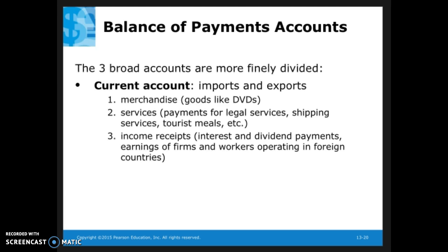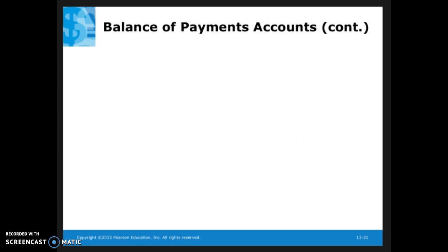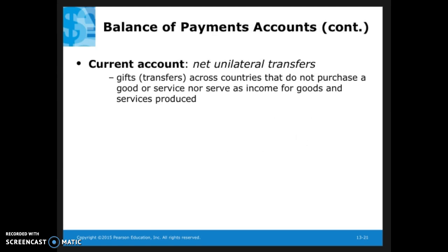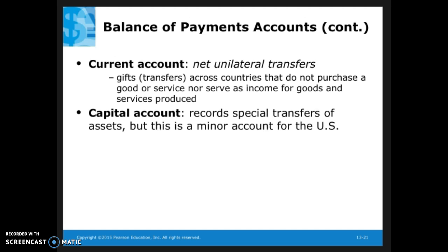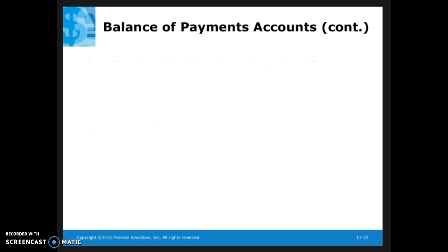So let's define these a little more finely. We have the current account, which is merchandise, services, and income receipts. Or we can call it net unilateral transfers. It also includes gifts. We have the capital account, which records special transfers of assets. This is a minor account for the US.